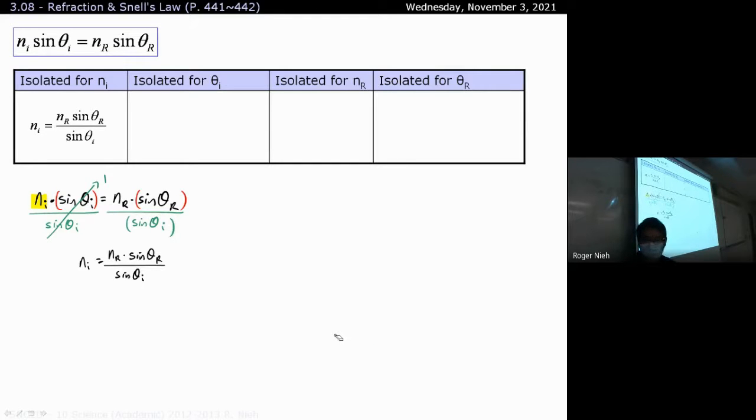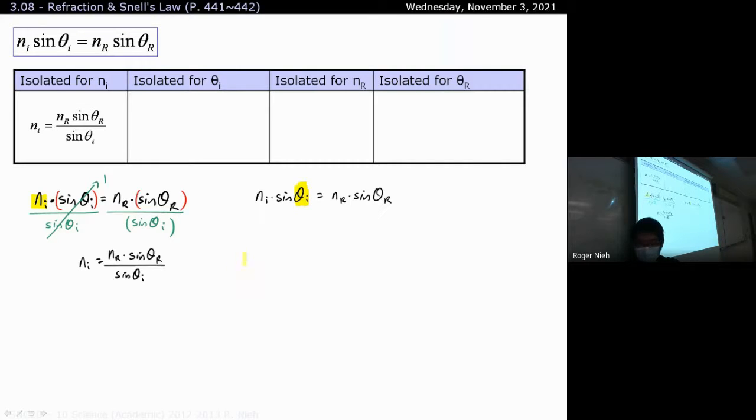Okay. Next example, we're going to isolate for theta I. Okay. Isolate for theta I. We'll start off by writing out the formula as is. So Ni times sine theta I is equal to N subscript R times sine theta R. I'm going to highlight, just as a reminder, what we're trying to solve for. We're trying to solve for theta I.